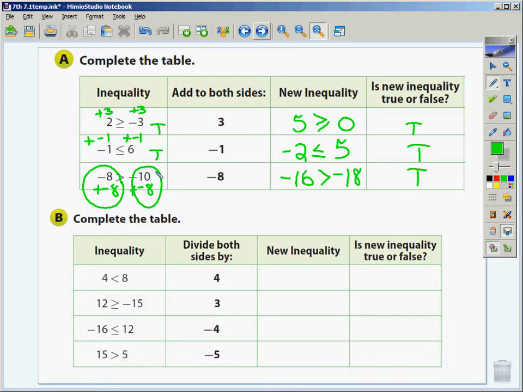Okay? Everybody with me so far? Okay. I can live with that. Okay? Let's look at the table that's at the bottom.